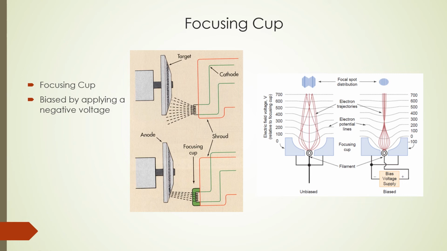Focusing is done by applying a bias voltage to the cap. As electrons flow from the cathode to the anode, the electron beam is spread out if there is no focusing. This is shown in the top part of the left figure. The bottom part of the left figure shows the effect of the focusing cap on narrowing the electron beam. Clearer effects are shown in the figure on the right for both the unbiased and biased focusing cap.